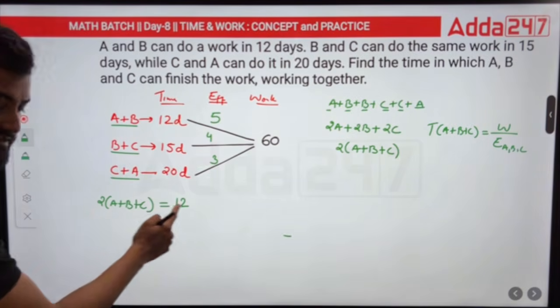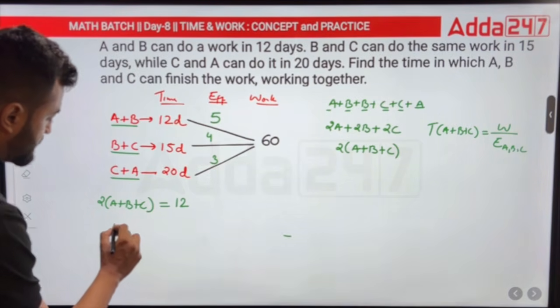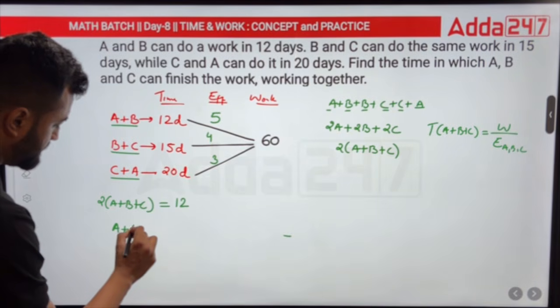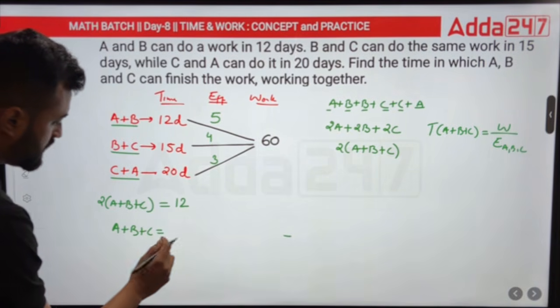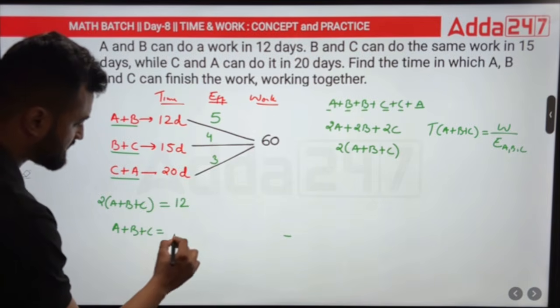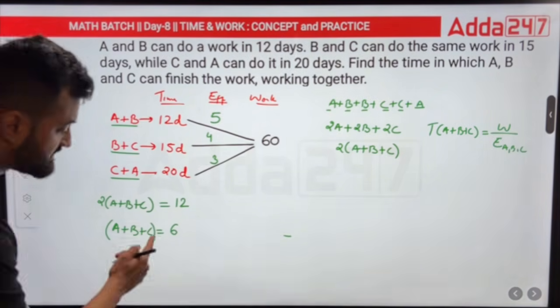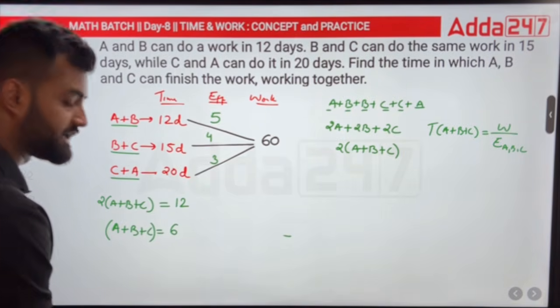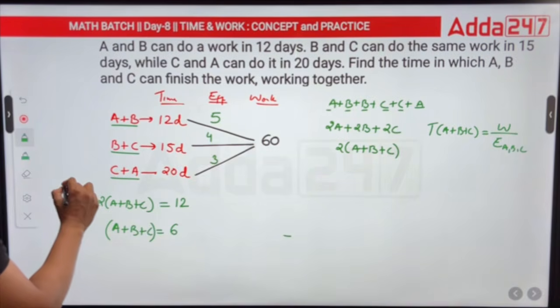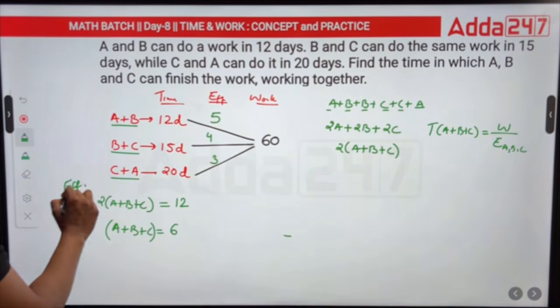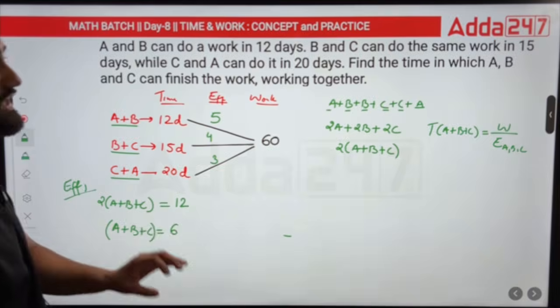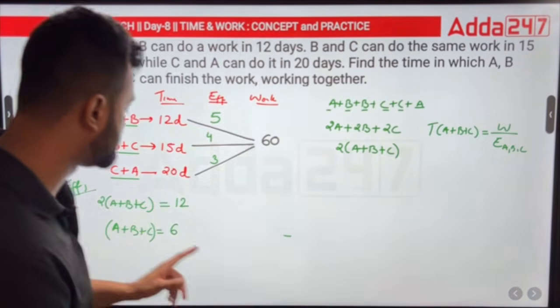So if I take this to that side, you'll notice this becomes A plus B plus C equal to 12 divided by 2, which would be 6. Now see my friend, this A plus B plus C, 6 that we have got, is the efficiency of A, B and C combined together. Be careful, okay? This is the efficiency, not the time. Someday you might end up writing 6 days. No, be careful. This is the efficiency.